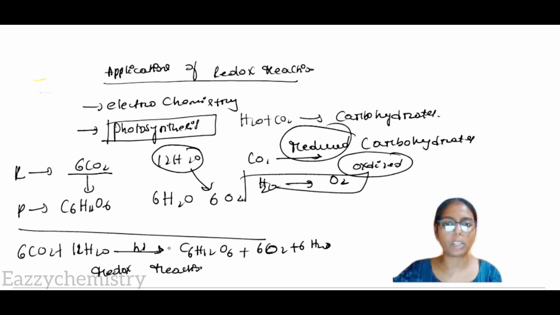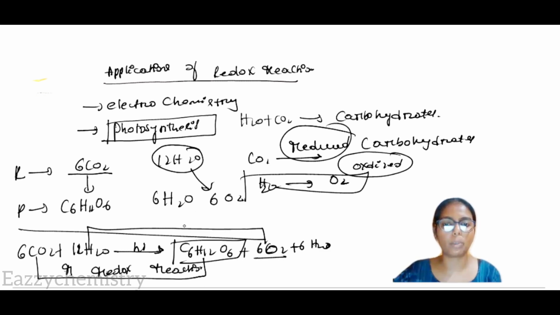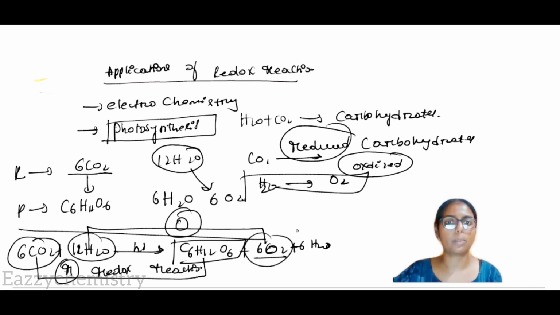Here the final product would be the carbohydrates plus the oxygen. Here this is the reduction, and here the water gets converted into oxygen, that is oxidation. So this is the reduction, and this is the oxidation. That means reduction means it gains electrons, oxidation means it loses electrons. So this is the concept of redox reaction.